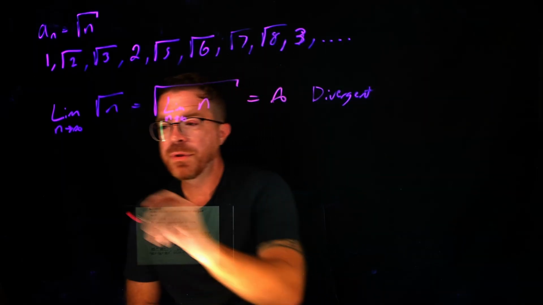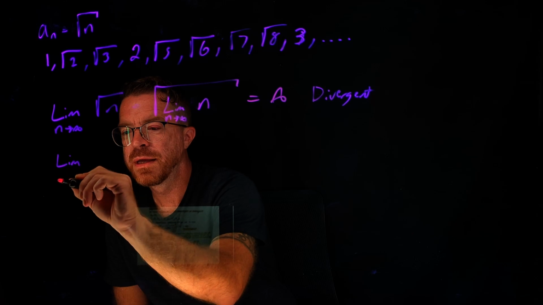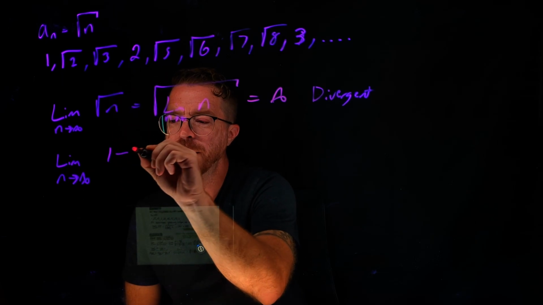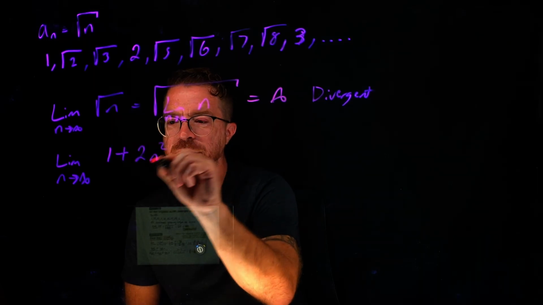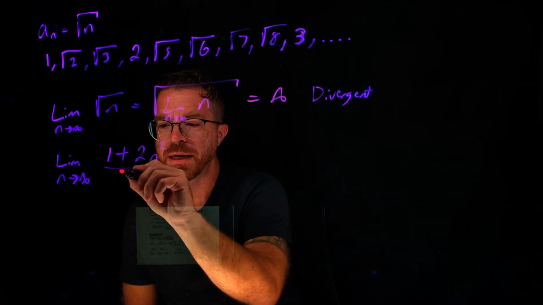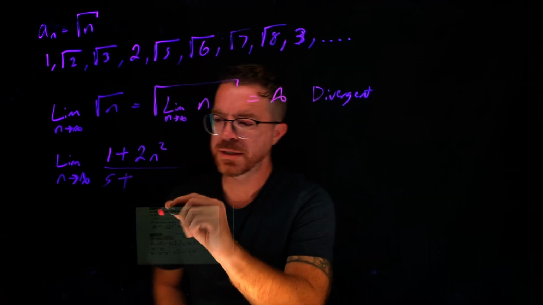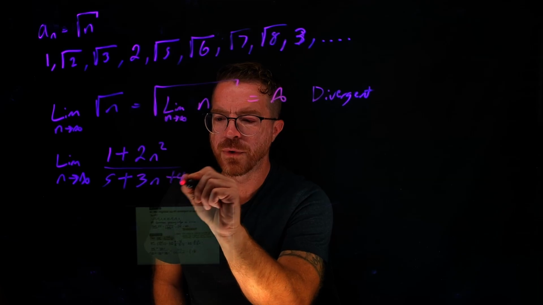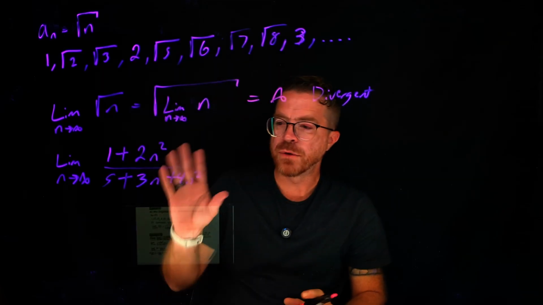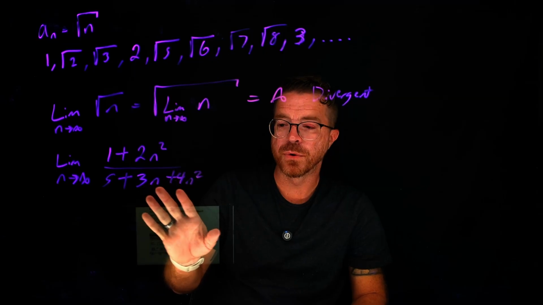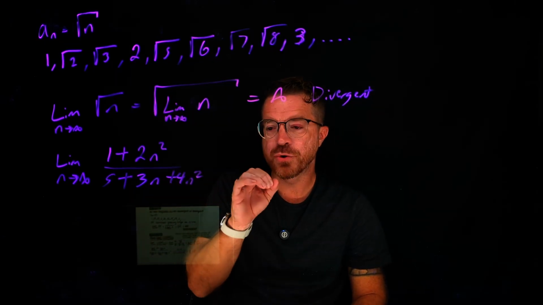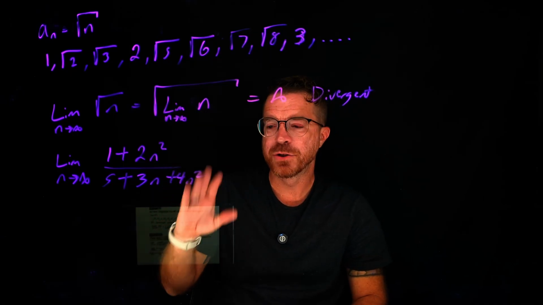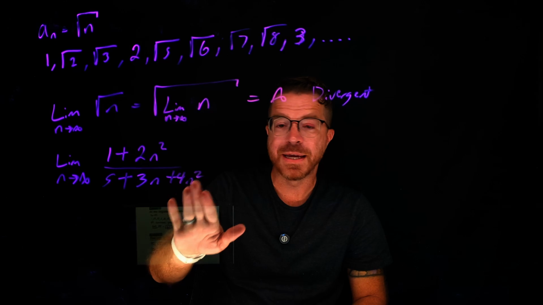In the next example, we're going to find the limit as n approaches infinity of (1 plus 2n squared) divided by (5 plus 3n plus 4n squared). Now, looking at this term, this might look a little bit difficult. So what we're going to do is use a trick where we divide by the highest power in the denominator. So we're going to divide everything by n squared.